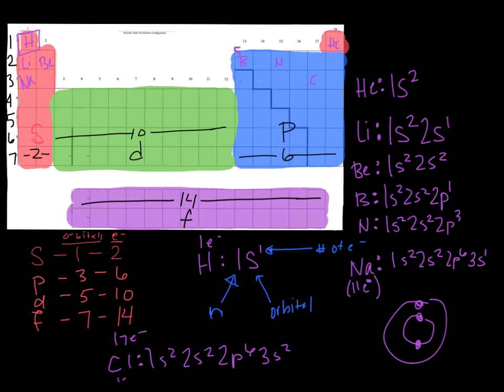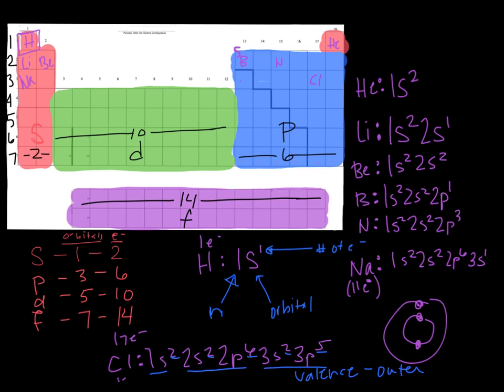Let me write that on there. And so it'd be 3p5. And if you add up all of the exponents right here, so 2 plus 2 plus 6 is 10, plus 2 is 12, plus 5 is 17. And so that's all of the electrons in chlorine. Now the first ring has 2 electrons in it, and the second ring has 8 electrons in it, and then the outer ring, the valence shell, has 7. And so valence is the outer ring.